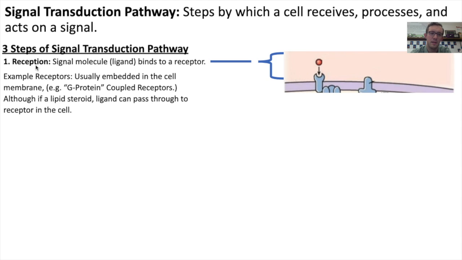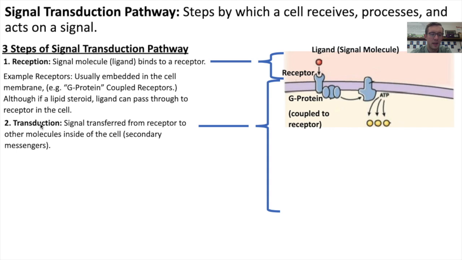The first step of a cell receiving and acting on a signal is reception. That is, a signal molecule, which here in this diagram we'll call a ligand, binds or ligates to a receptor molecule that's embedded in the cell membrane. Normally these receptors are embedded in the cell membrane, although sometimes the ligand, if it's a lipid steroid, is able to diffuse through the membrane and find a receptor inside the cytoplasm. Anyway, after the ligand is received by the receptor, it binds to the receptor.